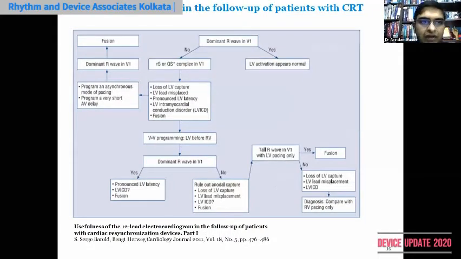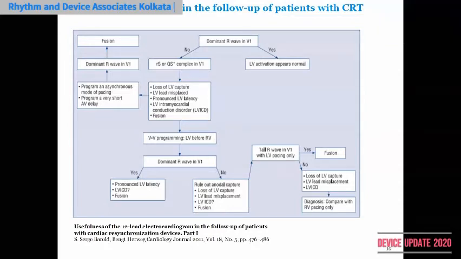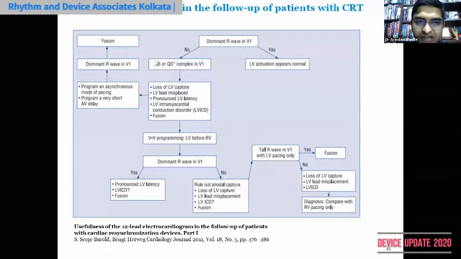This is a 12-lead ECG assessment and the algorithm by which we can understand how the biventricular pacing is happening. Now, if we find a very dominant R wave in V1, that suggests proper LV activation, and that suggests the CRT is working very nicely. If the dominant R wave is absent in V1, there might be an RS pattern or QS pattern in V1.